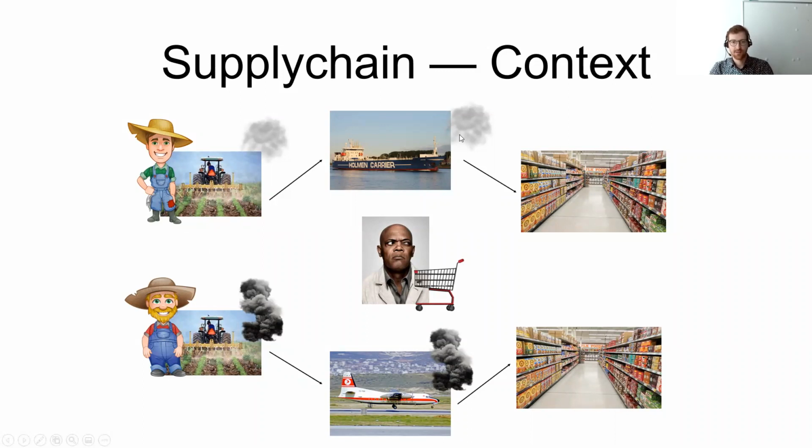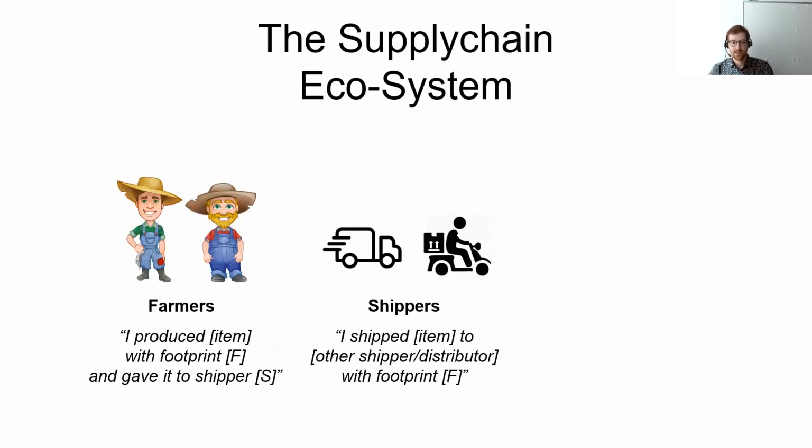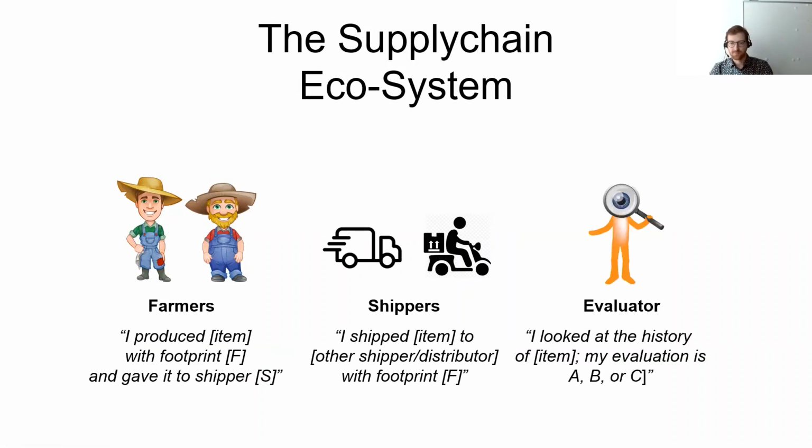So it has farmers, shippers, and distributors, and they are under the obligation of disclosing to the blockchain the CO2 emission footprint of either producing an item or sending it to a distributor. And then we have something you can think of as a trusted entity, which is the evaluator. For instance, a government agency that looks at the blockchain and, based on the history of an item, gives the item an evaluation and then records this evaluation on the blockchain.